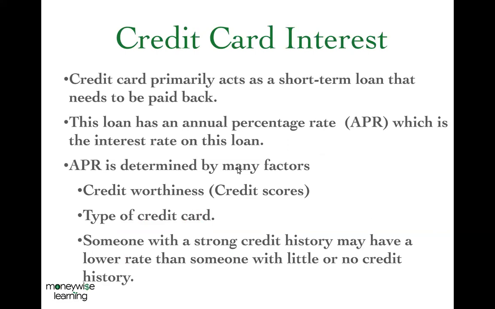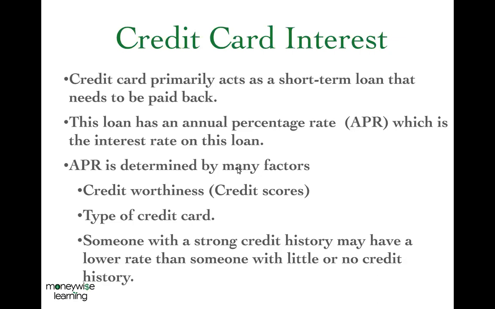So credit card interest: a credit card is essentially a short-term loan that needs to be paid back, right? You're taking a loan from the bank, but it has what's called an APR. We talked about APR before, which is essentially the interest rate on this loan. The APR is determined by your credit score. If you have a high credit score, you'll get a low APR, which means low interest. It's also dependent on the credit card. Depending on the company that's giving you a credit card, they're going to give you a low interest or a high interest credit card. But generally, all credit cards are much higher than other loans that you can get.